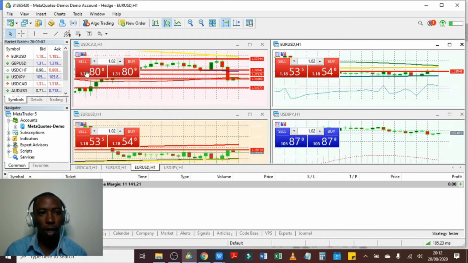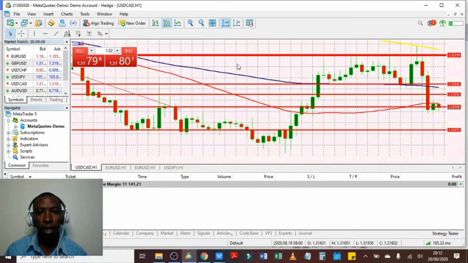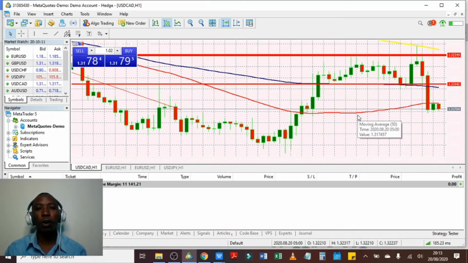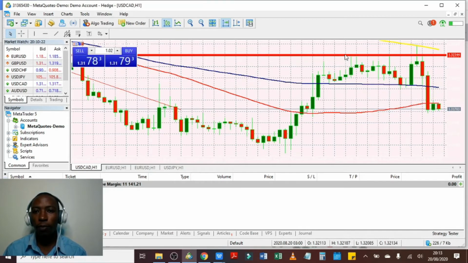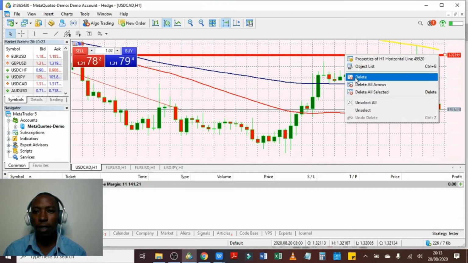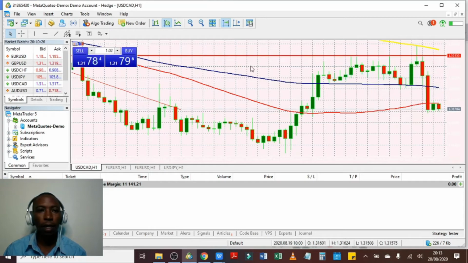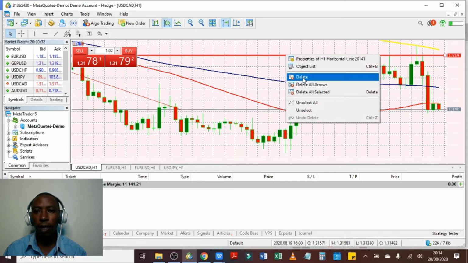I'll go to the USD CAD, Canadian dollar. So let me just go over the horizontal lines we drew last time and delete some of them to make the chart clearer. And there we go, delete. You simply double tap on the horizontal line to select it, and then you right click and have it deleted. There is a second one over here. Double tap on it and then right click for delete.